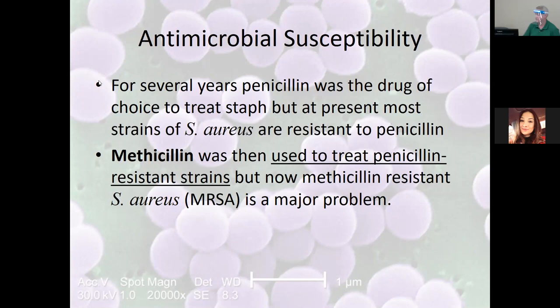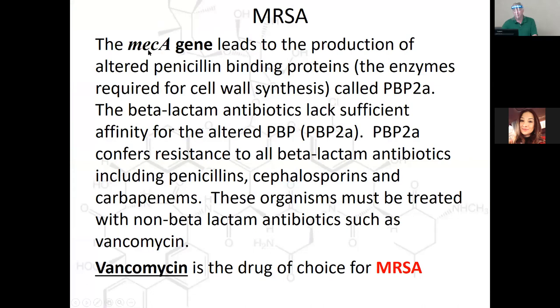The reason it can do that is called a mecA gene. So you're going to introduce this term, this gene. You remember we said this gene gets transferred over to another organism. It leads to the production of an altered penicillin binding protein, which keeps penicillin from binding, and basically, the beta-lactam antibiotic lacks sufficient affinity for the altered penicillin binding protein, which confers resistance to all beta-lactam antibiotics, including penicillin, cephalosporin, and carbapenem.